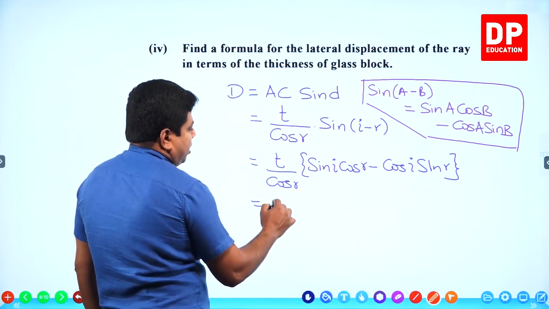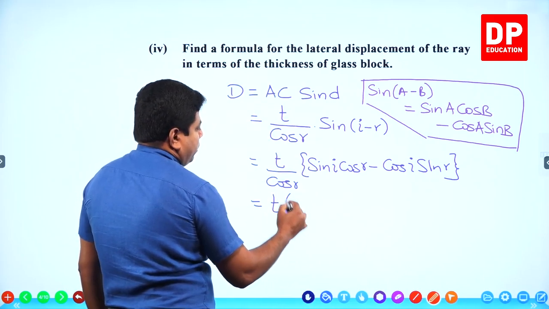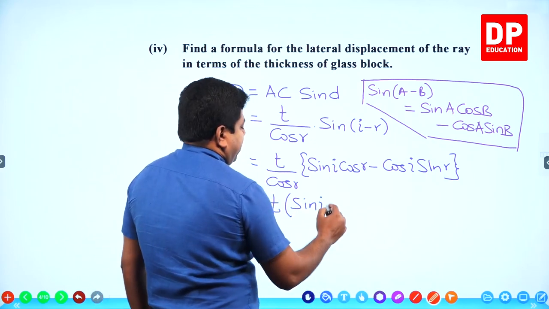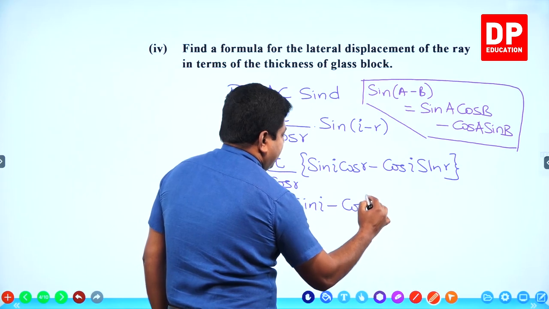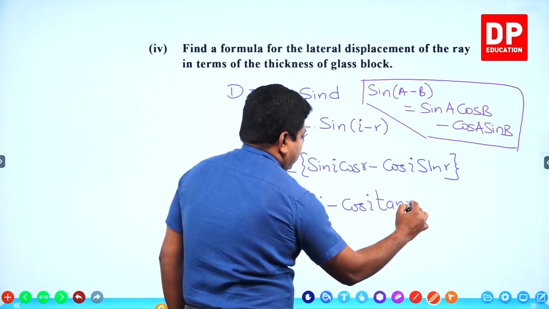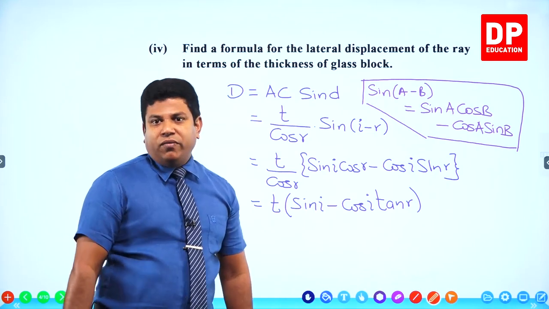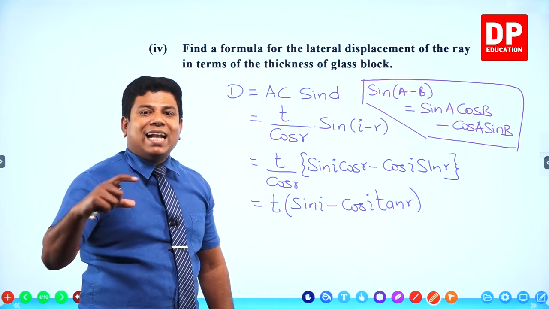You can divide by cos R now. T into... here cos R will be cancelled. Only sine I remains. Here you have cos I into tan R. This is what the formula would be for the lateral deviation.